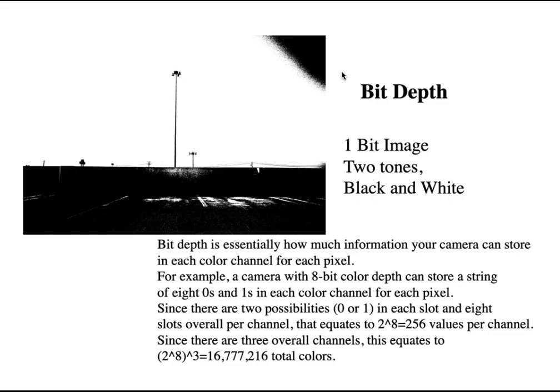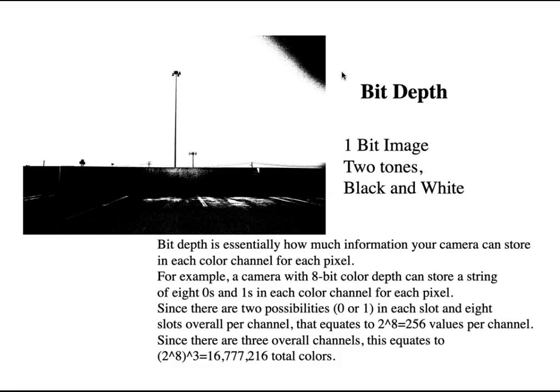So another thing in our digital code is called bit depth. Bit depth is basically how much information your camera can store for each channel in the pixel. So an 8-bit color depth photo is just a bunch of ones and zeros strung together, and it has 256 values per channel. So if it was a black and white image, it has 256 tones. If it's a color image, it's got 16,777,216 total colors. And this is much less than what we can see with our human eye, but this is plenty, actually. This is enough to trick us.